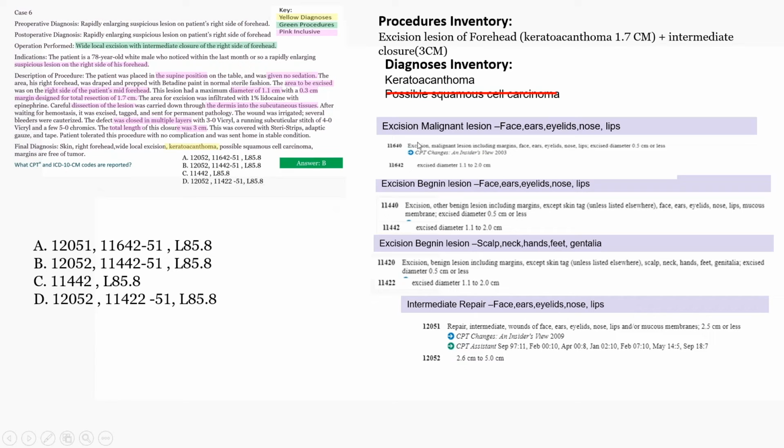11640 to 11642, coding for excision of a malignant lesion in the location of face, ears, eyelids, nose, and lips. And we have code series from 11440 to 11442 coding for excision of a benign lesion of face, ears, eyelids, nose, lips, and the code series 11420 to 11422 coding for excision of benign lesions of scalp, neck, hand, feet, genitalia, and intermediate repair of face, ears, eyelids, and nose and lips coding for 12051 to 12052.